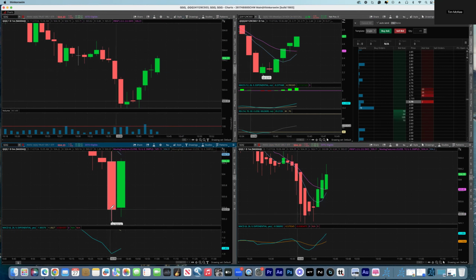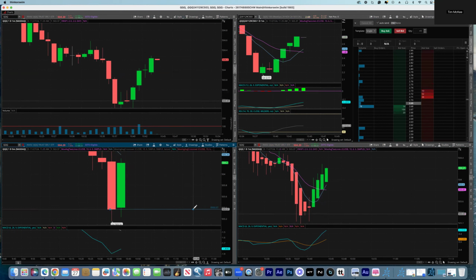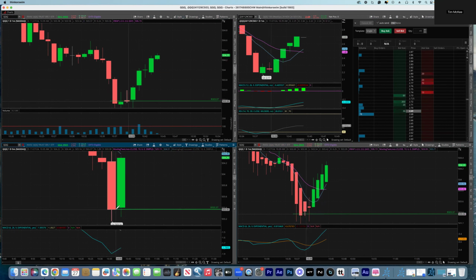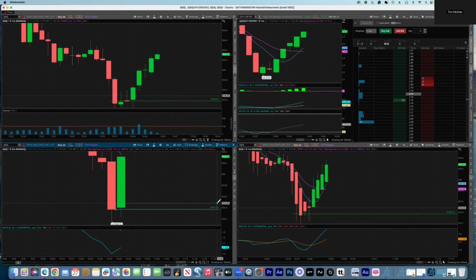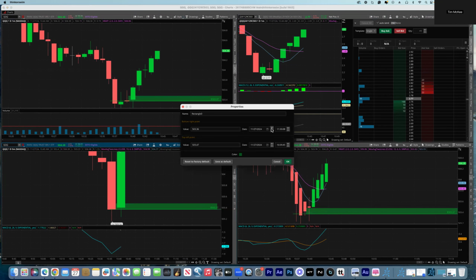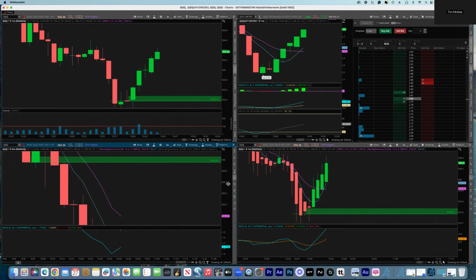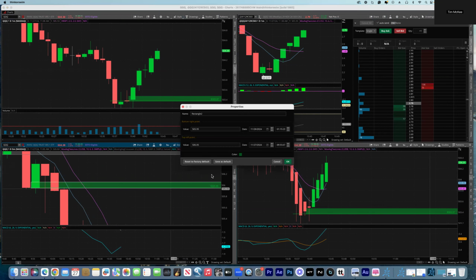So I'm going to go ahead and put a new demand zone in on the bottom here. 37 to 47. There we go. And this other one, we're going to turn this into a minor zone.